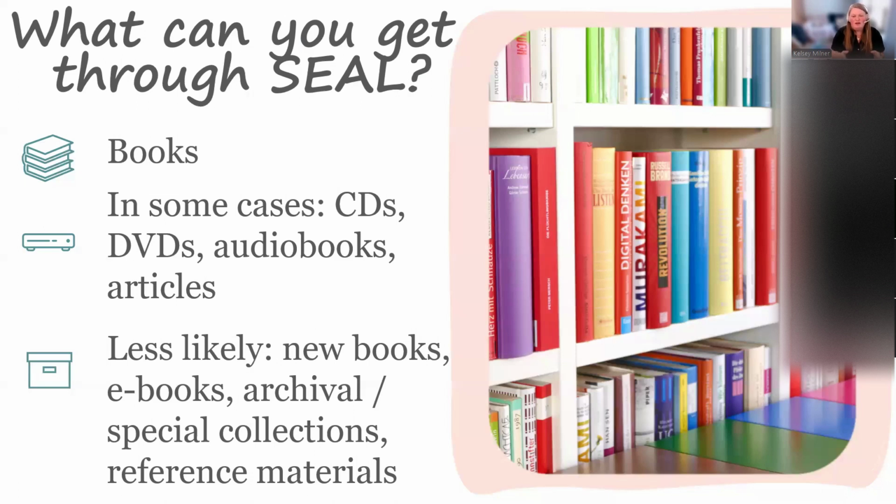There's a variety of items that you can get through SEAL. Generally, you have the best luck receiving books. Books are the majority of what we see shared back and forth within SEAL. You can also request physical items like CDs, DVDs, and audiobooks. Some libraries will choose not to lend these because they are a little bit more delicate and potentially damaged in the mail. You can actually make a determination in your own SEAL account of what item types you are able to lend from your library.